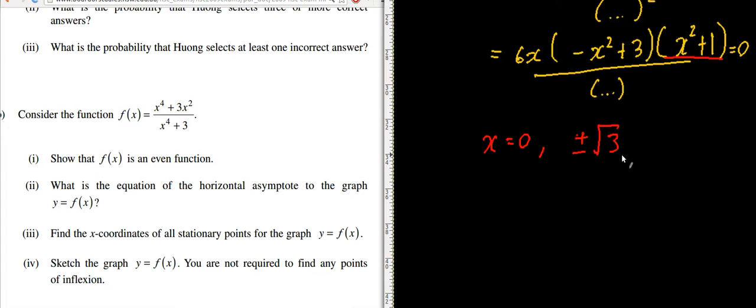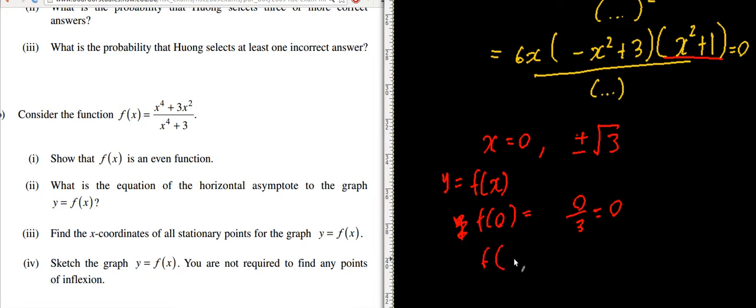Okay, find all stationary points for the graph. Now, because they're asking you for stationary points, what you really need to do is substitute this back into the function. So y is equal to f of x. At x equals 0, f of 0 is equal to 0 on 3, which is equal to 0. And remember, because I said it was an even function, I don't really need to do the minus 1 separately, because it's going to be the same as positive 1.